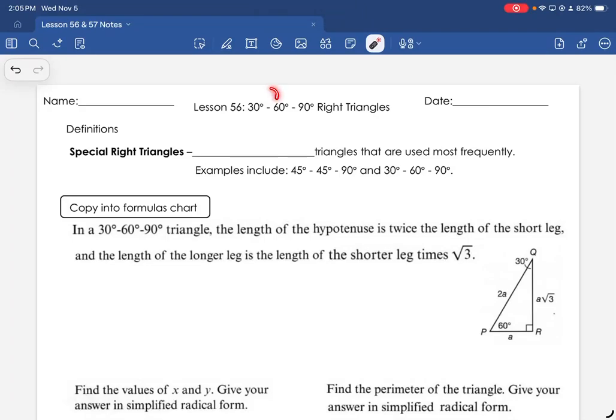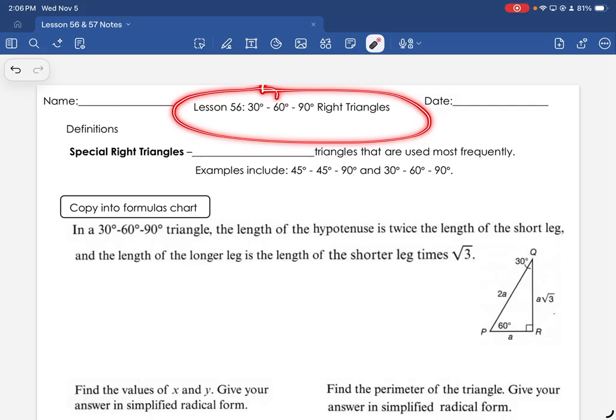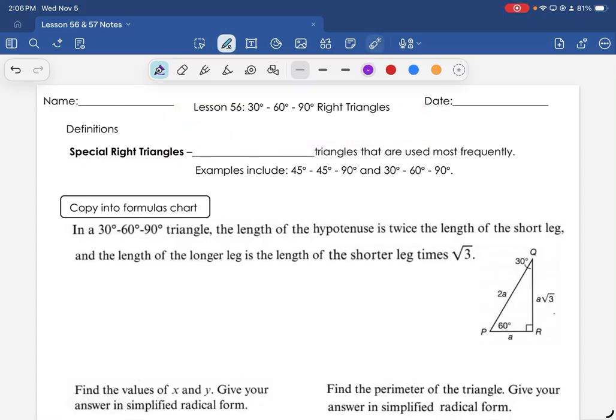Okay, this is lesson 56, 30-60-90 right triangles. You'll remember in the last lesson, we did 45-45-90. Now we're doing 30-60-90 right triangles. The definition remains the same: this only applies to right triangles, and specifically right triangles that measure 30, 60, and 90 degrees for their angles.